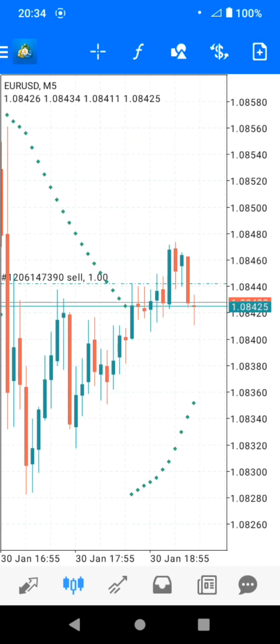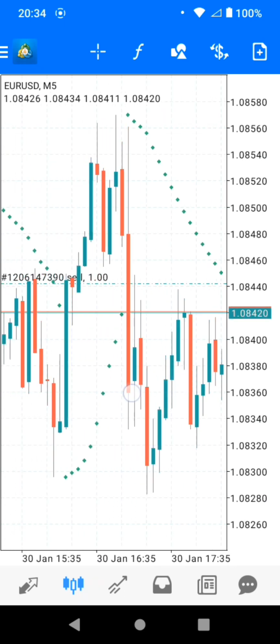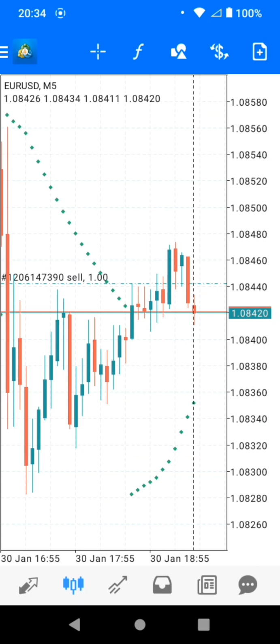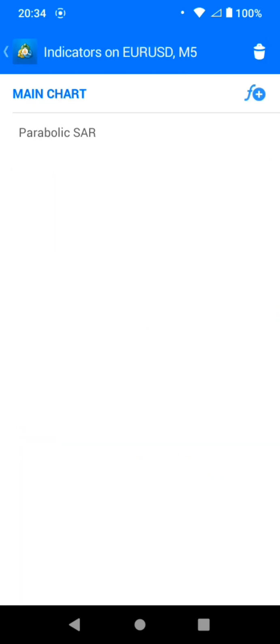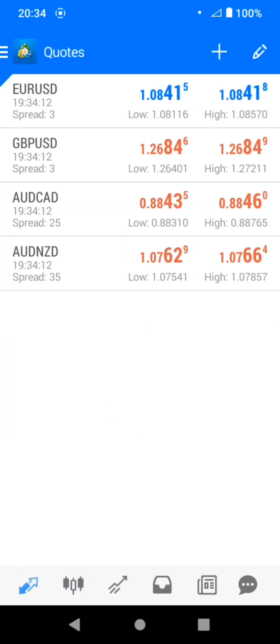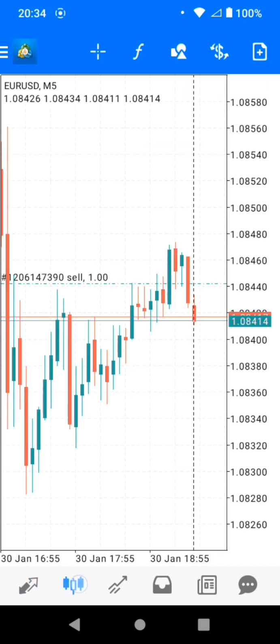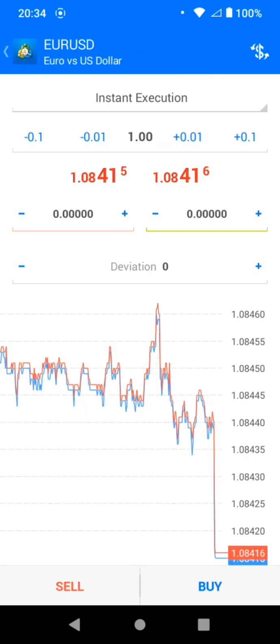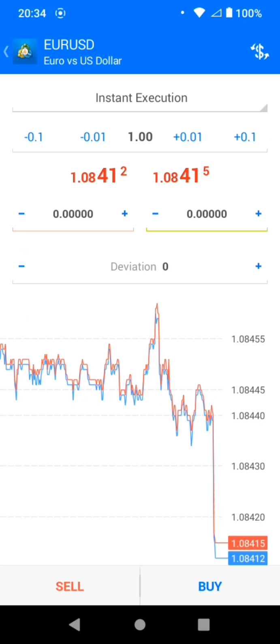Now this is the parabolic which you are seeing. This is the indicator in this particular chart. If you want to take out the indicator, I'm assuming you already know, you tap in again and you just tap. Now the indicator is out. So if you want to take a trade and you don't want to go back, you can basically just come to the top here immediately. You just set up everything here.